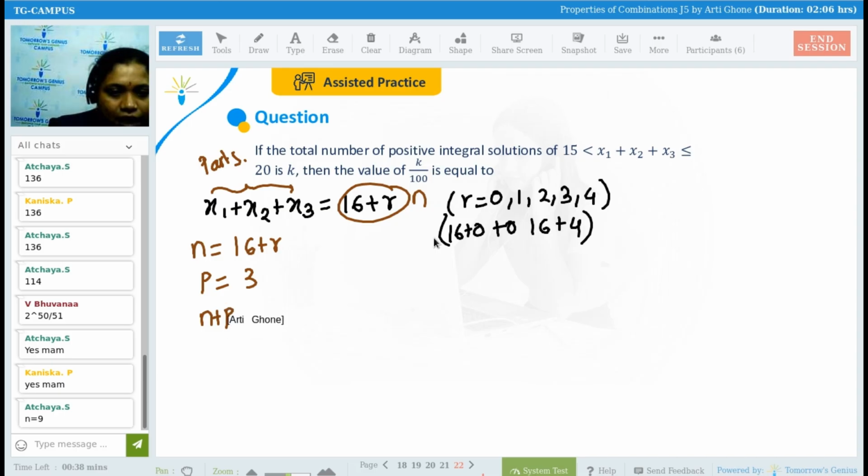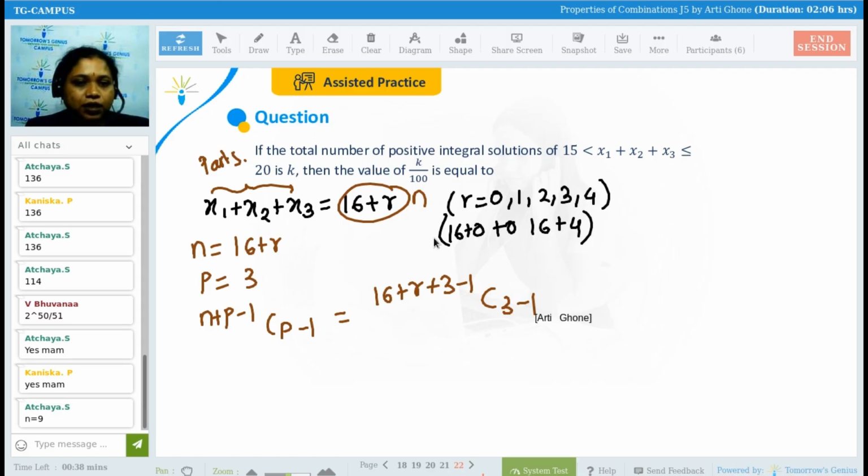So what is the Beggars method? n plus p minus 1 c p minus 1. So it is 16 plus r plus 3 minus 1 c 3 minus 1. This part is clear or not? This gives the total number of positive integral solutions. Now we are going to change the r values, but now this is 16, 17, 18, 19, 19 minus 1. So it is 18 plus r c 2. Up to this is clear?